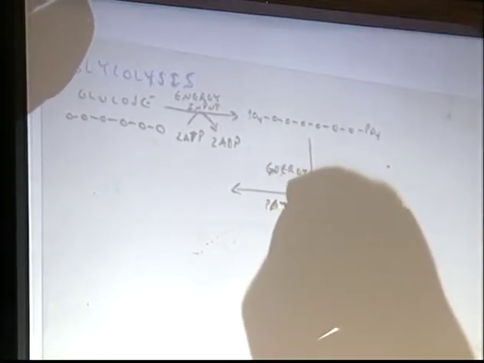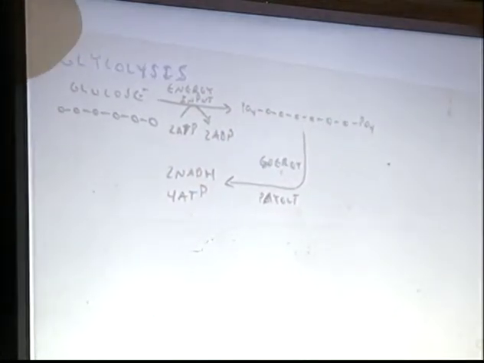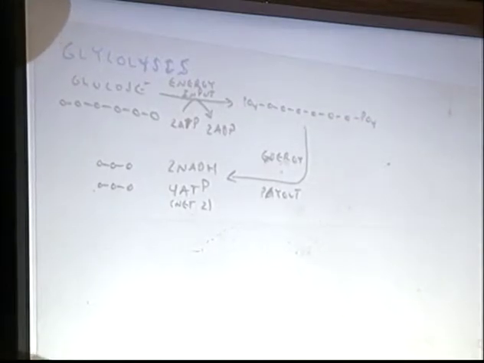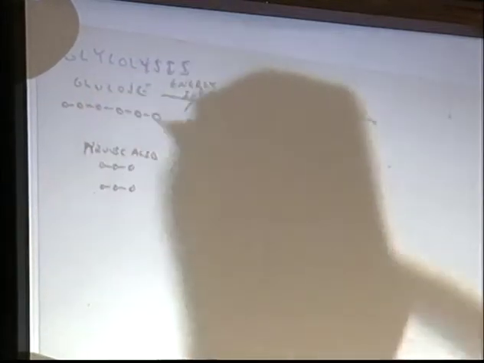So here's our energy payout stage. That energy payout generates a number of products. It generates 2 NADHs per glucose. It generates 4 ATP per glucose, but of course we used 2, so our net is 2. We could put that in parentheses, net 2. And we end up having 2 3-carbon molecules, pyruvate or pyruvic acid.